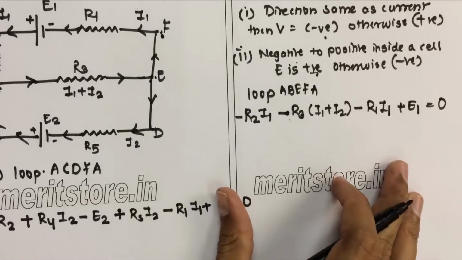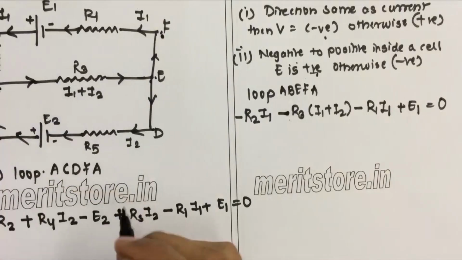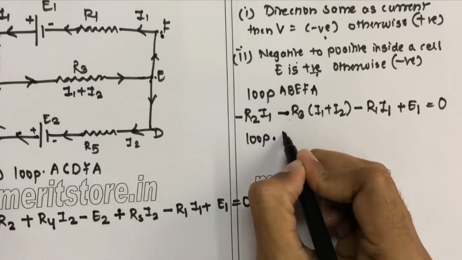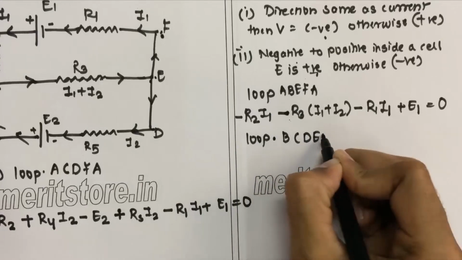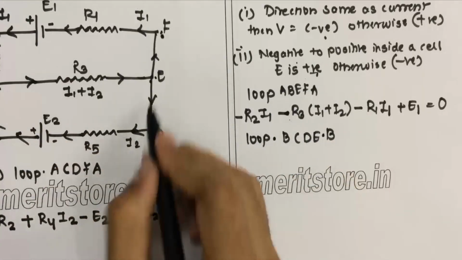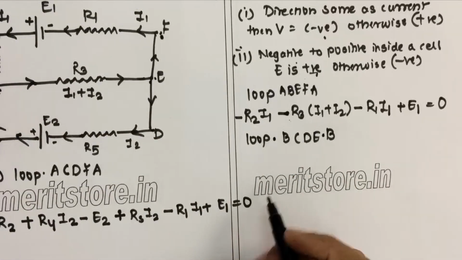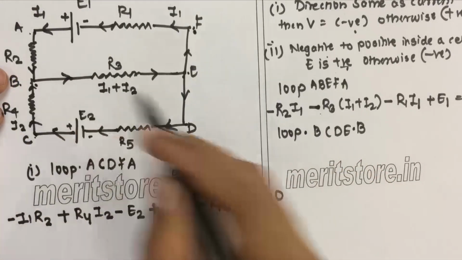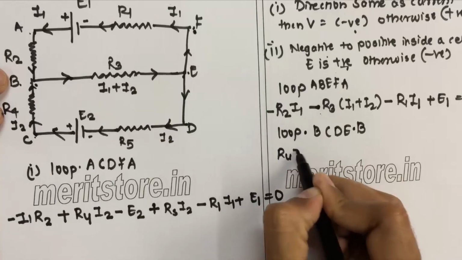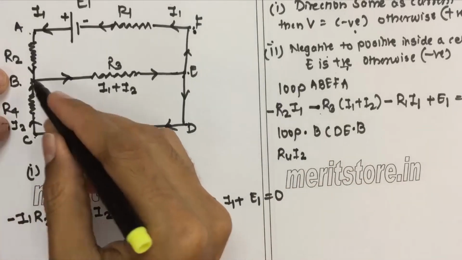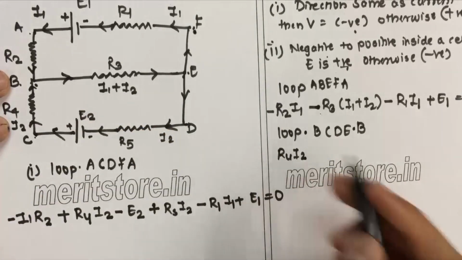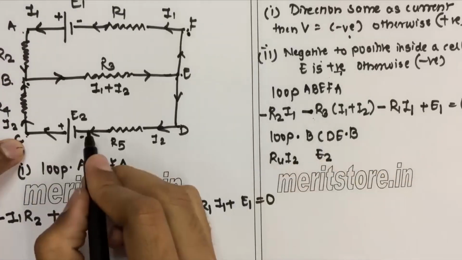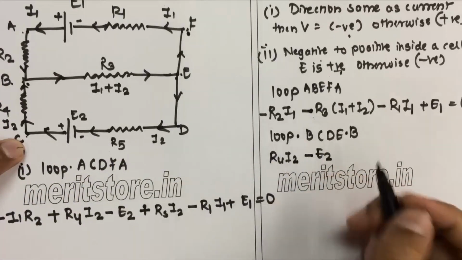Okay, same way you can do it with the next loop, that is loop B, C, D, E, B. Now we try to go from B to C. From B to C we see that there is R4 and I2, right? They are in the opposite direction to the current, so they will become positive. Next we move to E2. E2 is positive to negative, so this will become negative.